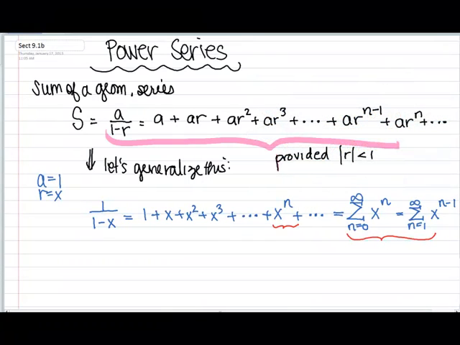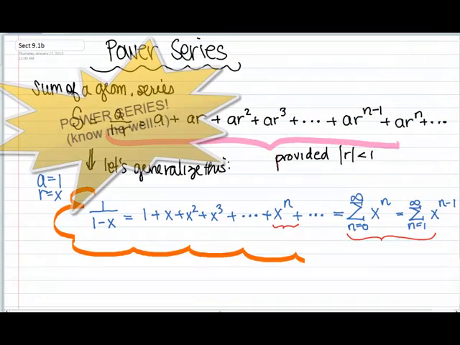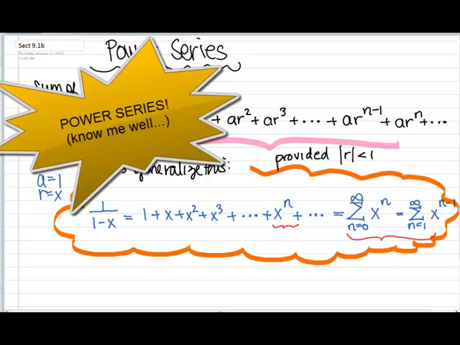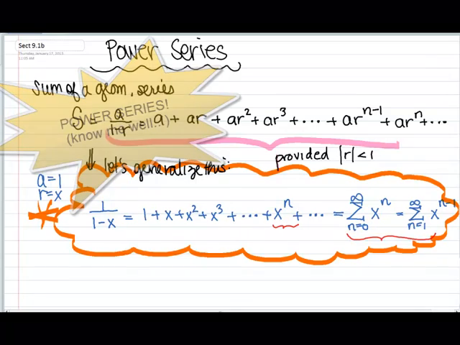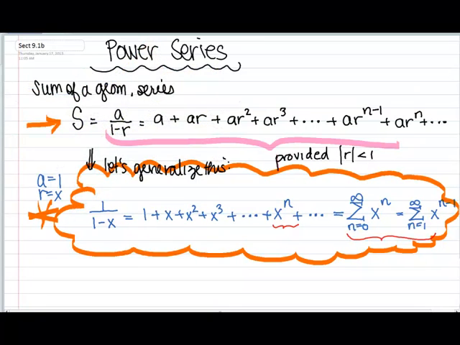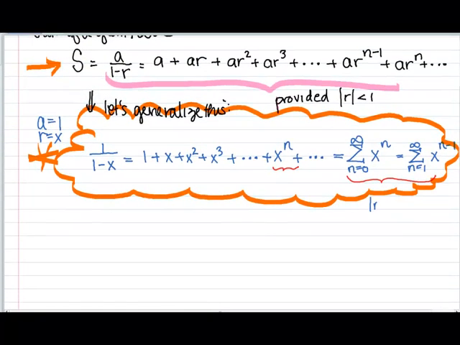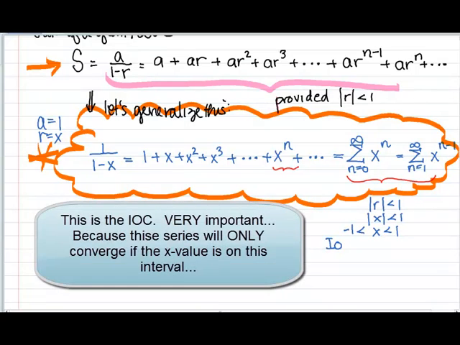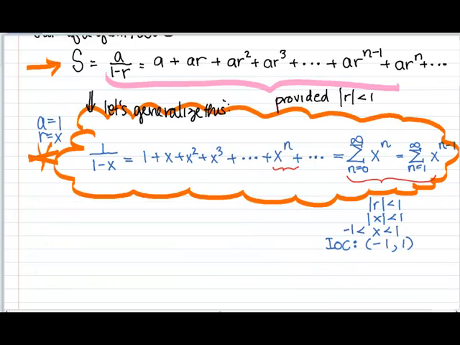Okay, now this right here is called a power series. It is one of many power series that we are going to work with, and all this is the same as our regular geometric series A over 1 minus R. Now the absolute value of R had to be less than 1, but since R is x, we say the absolute value of x is less than 1, which means x has to be between 1 and negative 1, and this is again what we call the interval of convergence, or IOC, which is negative 1 to 1.